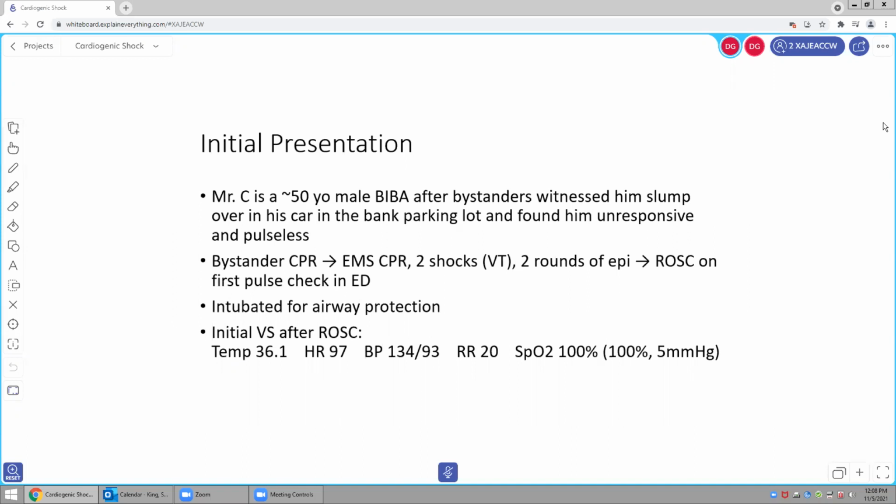So they looked in the car, they noticed he was slumped over. They checked on him. He was not responsive. He didn't have a pulse. And so this bystander started CPR and called EMS.